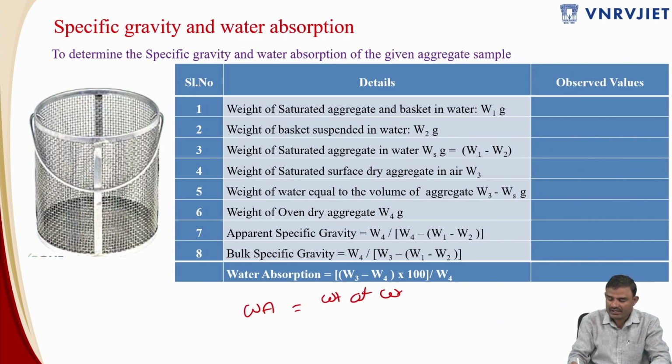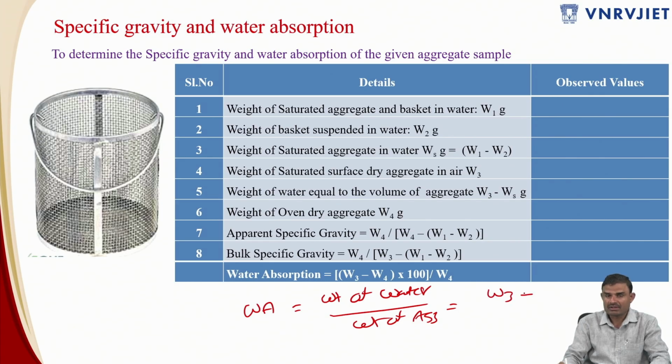If you look at the formula, weight of the water divided by weight of aggregate, which is nothing but oven dried aggregate, not the aggregate we have taken, 2000 grams, it is oven dried aggregate. So the weight of the water is nothing but W3, which is the saturated surface dry minus oven dried aggregate, with respect to the oven dried aggregate. So in this condition the water absorption has come to be 0.48%.